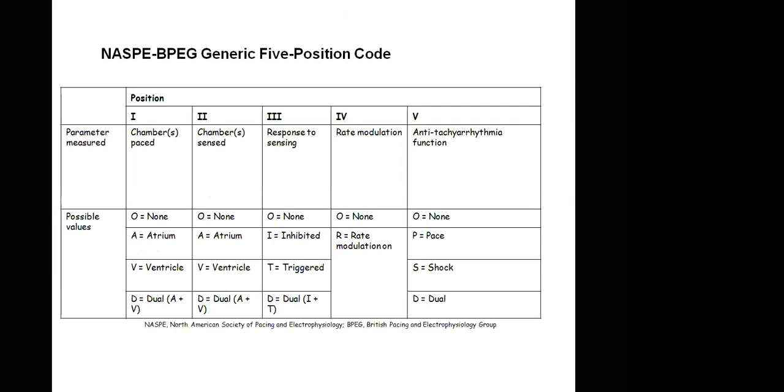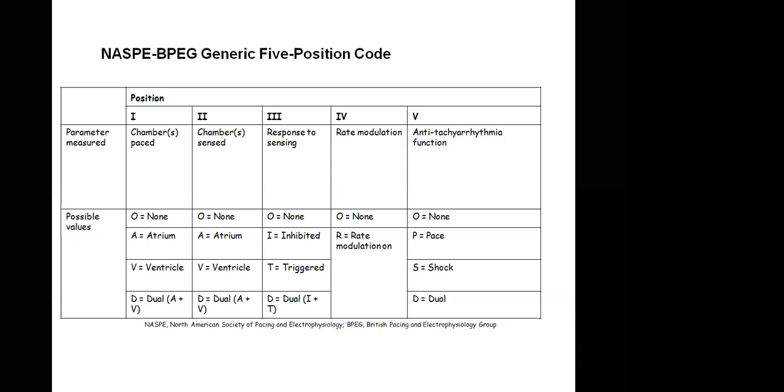The first alphabet is the chamber paced. Did you get that one? Yes, Chief. The second alphabet is the chamber you sense. Maybe I should have explained what sense means. Sense means the ability to detect intrinsic myocardial activity, either in the atrium or in the ventricle. That is, the ability of that lead to say that electrical depolarization has intrinsically occurred in that chamber. Pace, we all know, means to release electrical activity to cause depolarization, either in the atrium or in the ventricle.